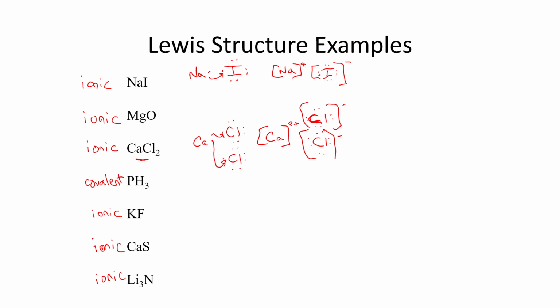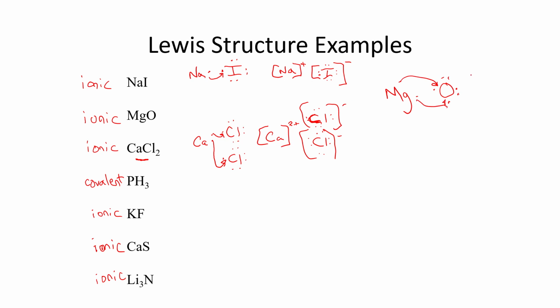Okay. So we have MgO. Mg has 2 valence electrons. And again, how am I knowing this? Mg is a group 2A element. So we have 2 valence electrons, and then O. O is a group 6A, so it has 6 valence electrons. This one is going to form a pair here, and this one is going to form a pair here.